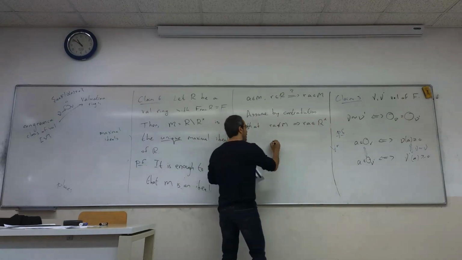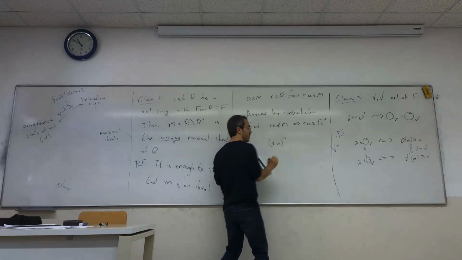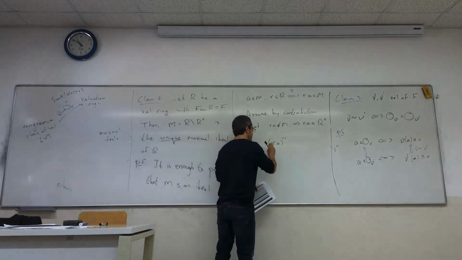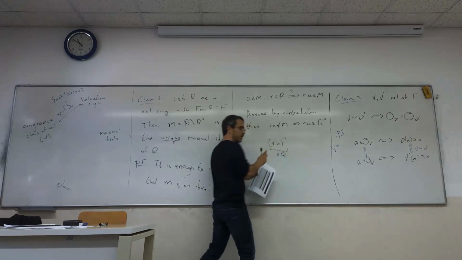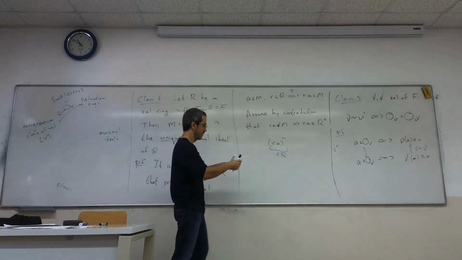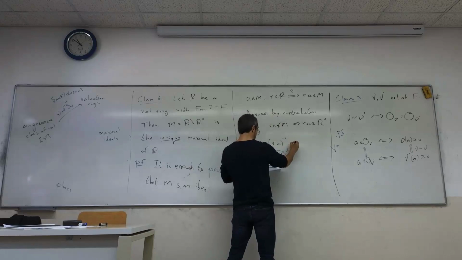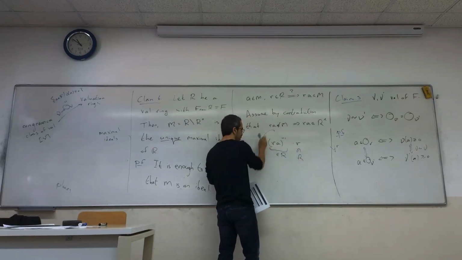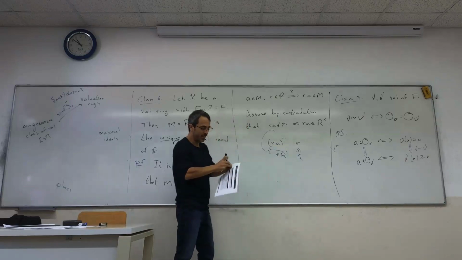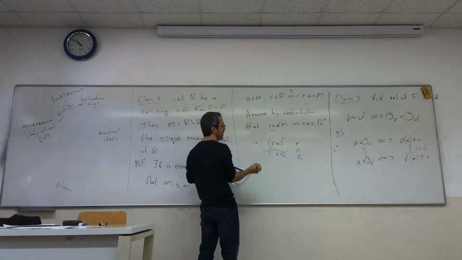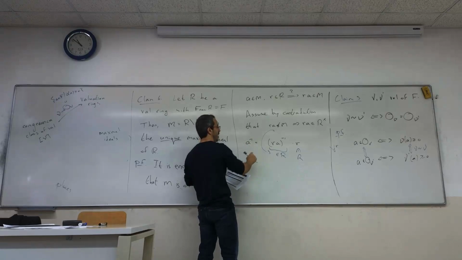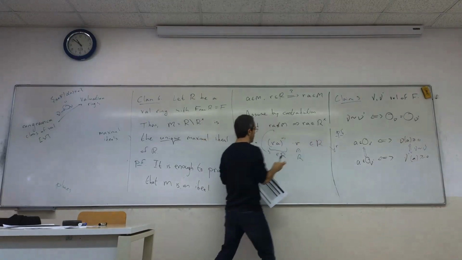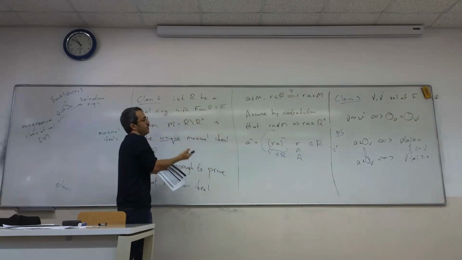So this means that (ra) inverse is in the ring. It's a unit, so it's in the ring. And r is also in the ring. From this it follows, but r is also in the ring. But what is this thing? It's a inverse. And we just said it's in the ring.